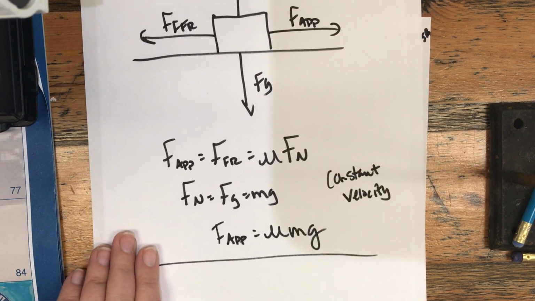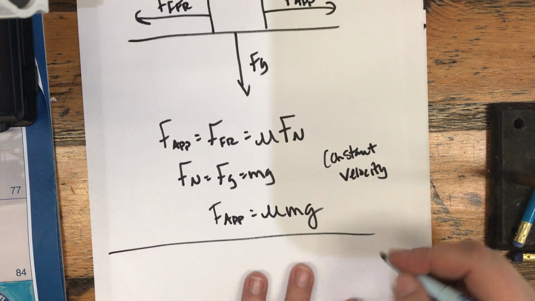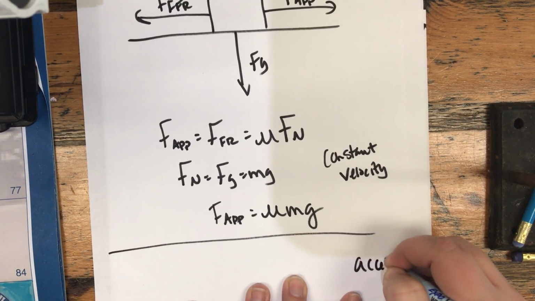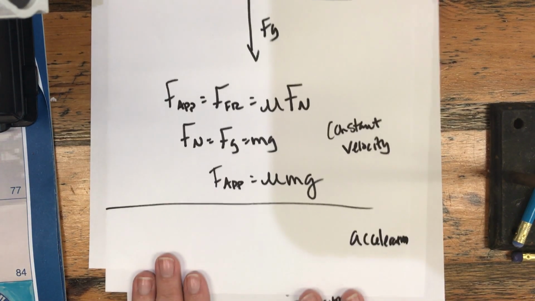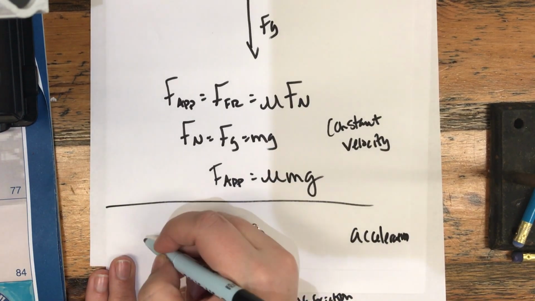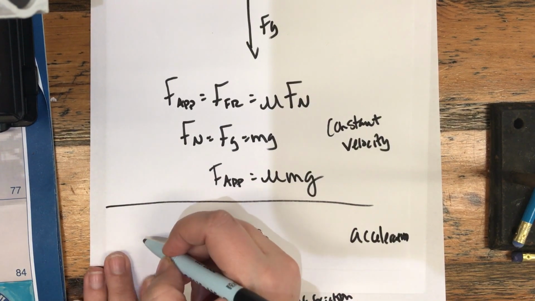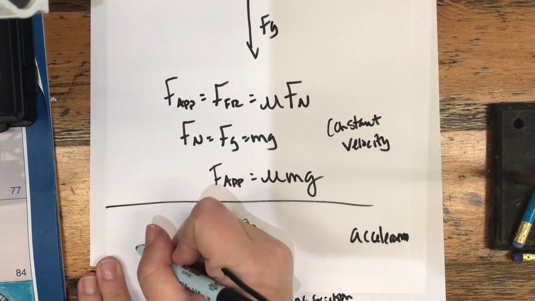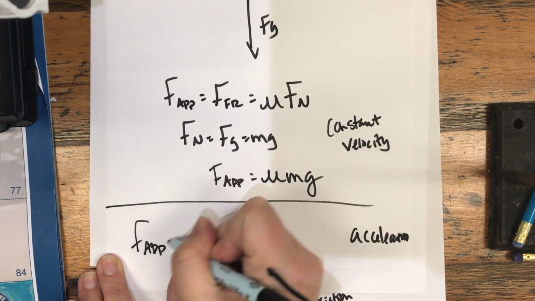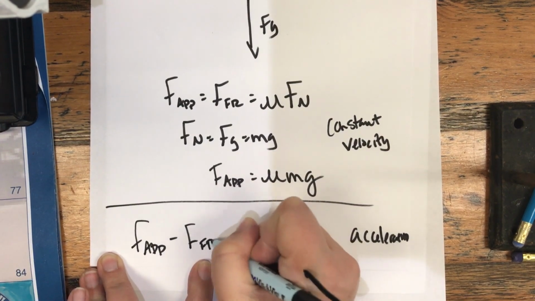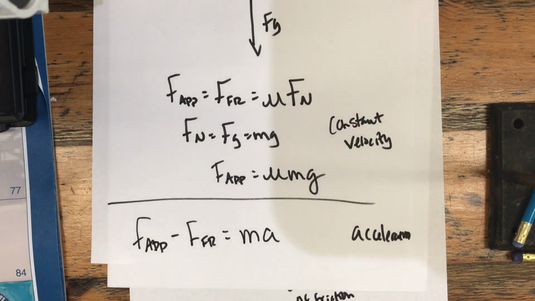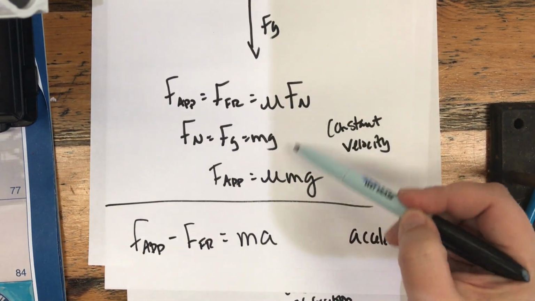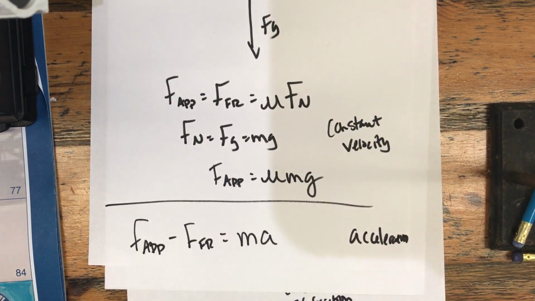Right? Now, if that object were accelerating, so if there was some sort of acceleration, then instead of using equilibrium expressions, we're going to use the sum of all forces equals mass times acceleration. So I would say that the applied force minus the force due to friction is equal to the mass of the box times a. And then I would just do exactly what I did before and perform a bunch of substitutions until I get the variables that I want.